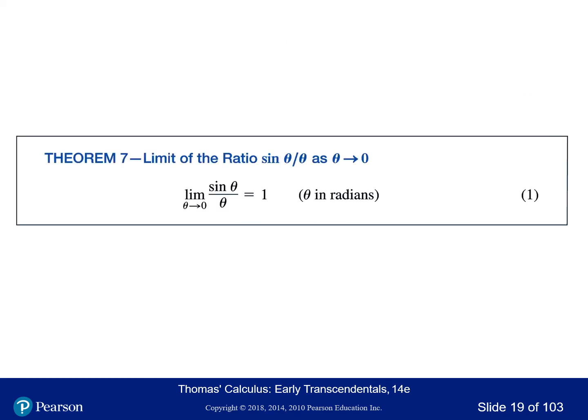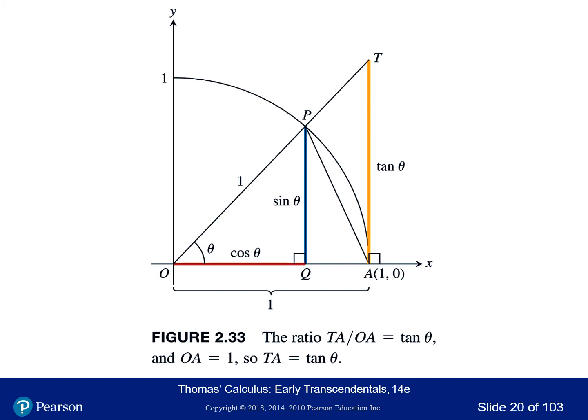So this is the conclusion that we just talked about. Limit as theta goes to 0 of sine theta over theta equals 1, and theta in radians. Let's take a look at this, which is going to prove what we just talked about, which is the limit of sine theta over theta as theta goes to 0. This limit, we said, is equal to 1. And to prove this limit, we can just go ahead and look at the triangle.